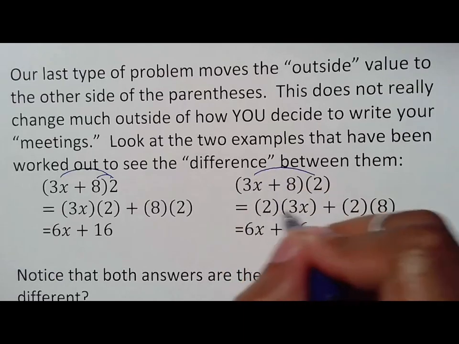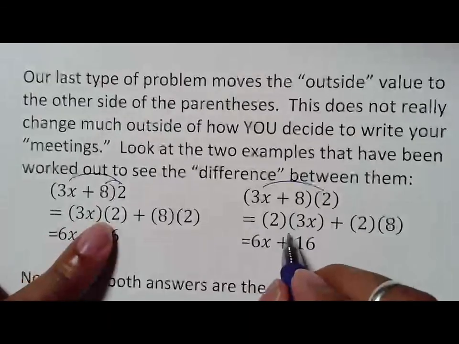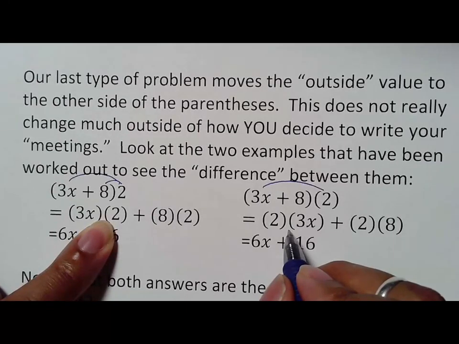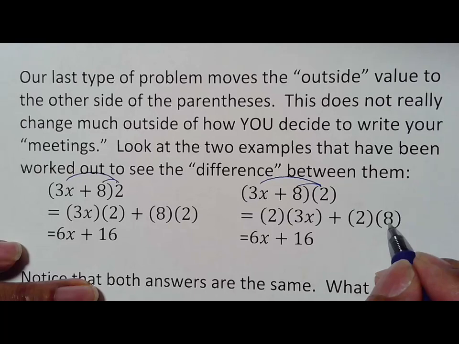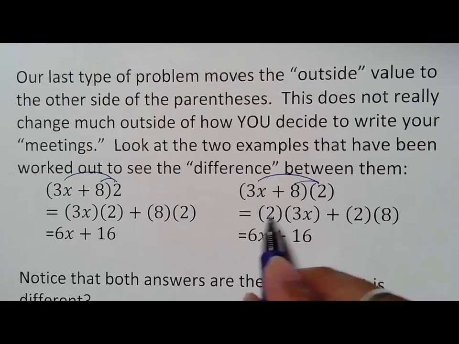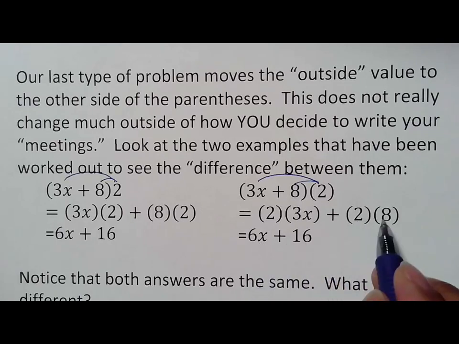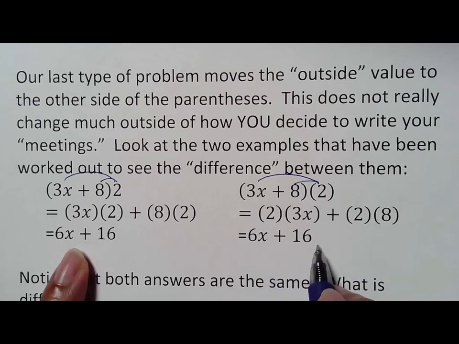You could also, when you do this, simply say, I like to put this number first, and say that 2 meets 3x. That's the same thing. It's just backwards if you look carefully. And then put your plus, and then in this case, say I like to put the 2 in front, so I put 2 times 8. Either way, when you look at that, 2 times 3x is still 6x, 2 times 8 is still 16. The answer is the same.